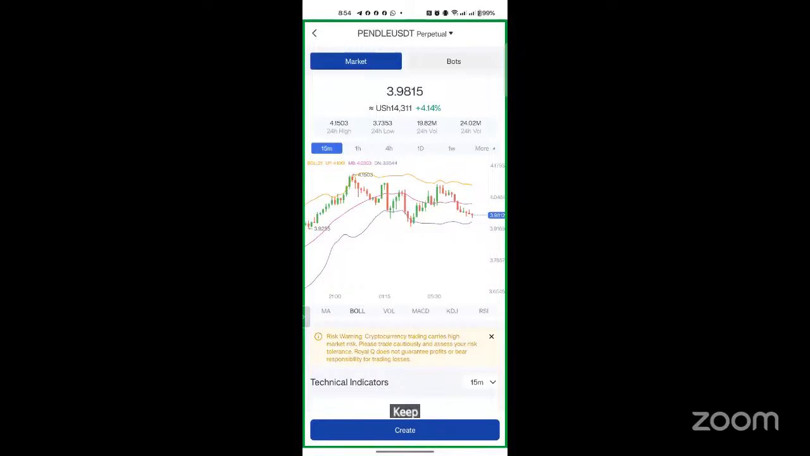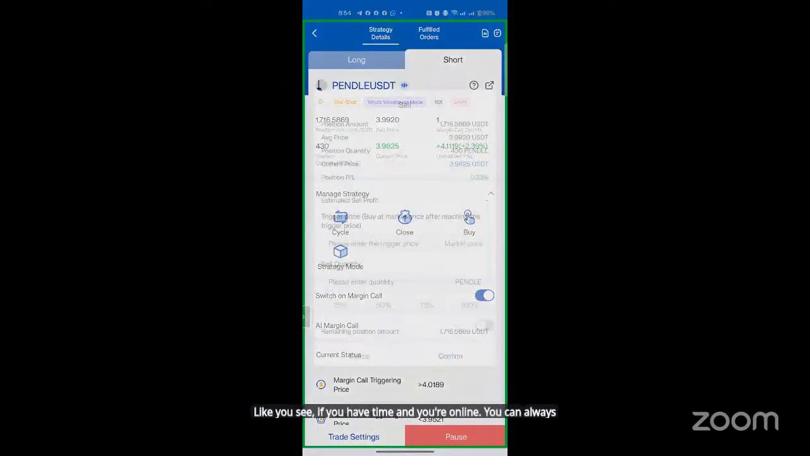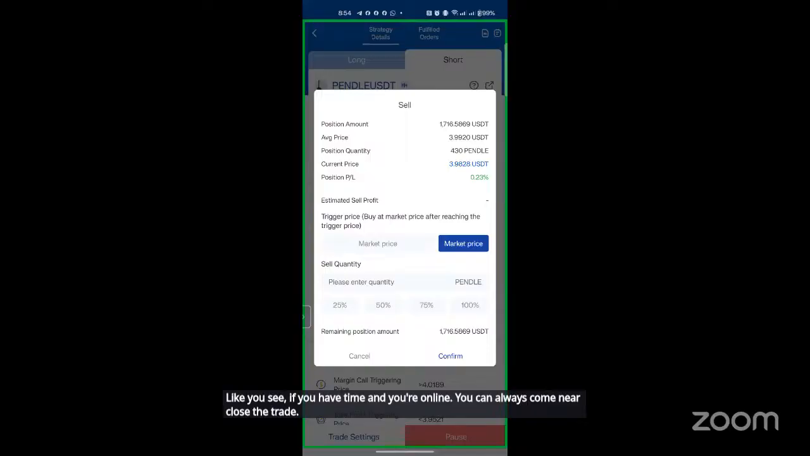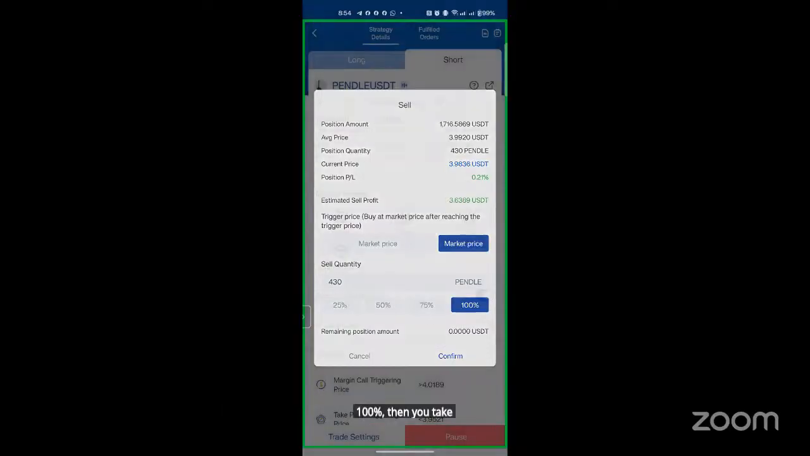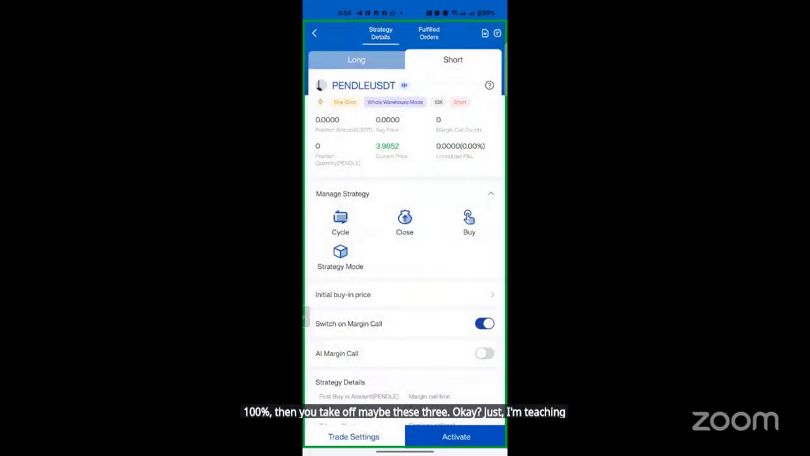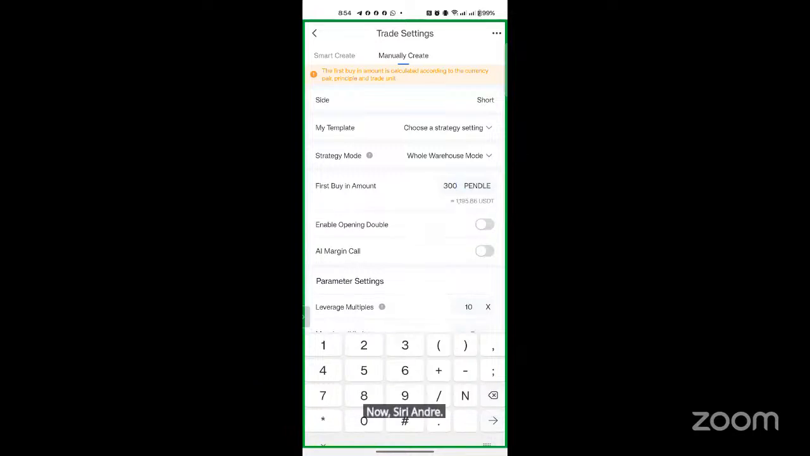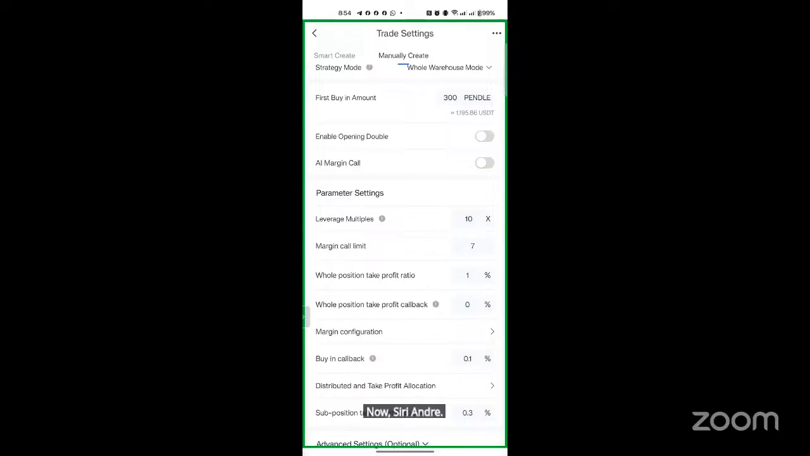Keep calm. But if you have time and you are online, you can always come here, close the trade, 100%. Then you take off maybe these 3. Okay, I'm just teaching you. Then you come back and say, the battle continues. Now 300, 119, still another 1%.